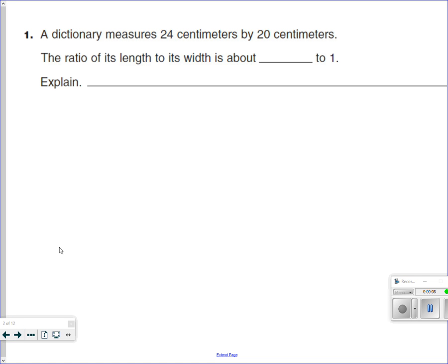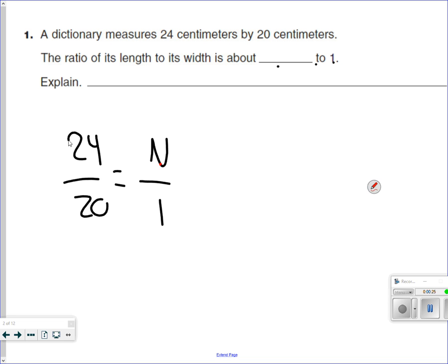Let's take a look here. A dictionary measures 24 by 20 centimeters. The ratio of its length to its width is blank to 1. So that means we have 1 as our denominator. We're trying to find out what blank is, okay?